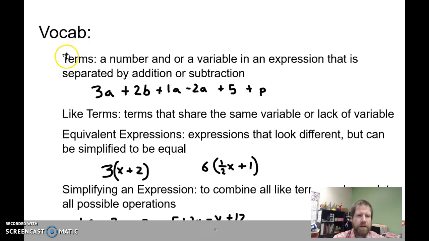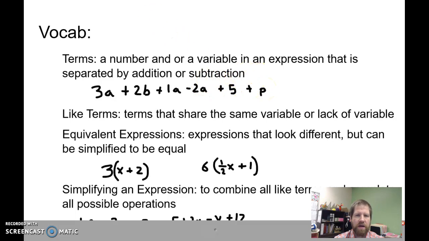Our first vocabulary word is terms, and that is just any one of these combinations of a number and a variable, or just a number or just a variable. Each one that's separated by addition or subtraction is a separate term. So this expression right now has 1, 2, 3, 4, 5, 6 terms.